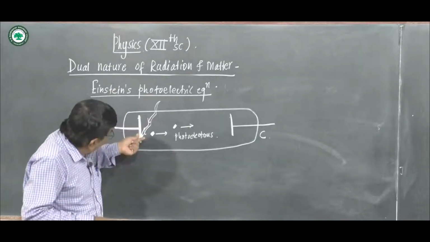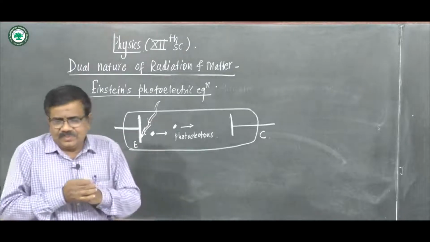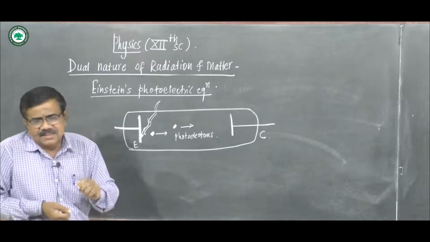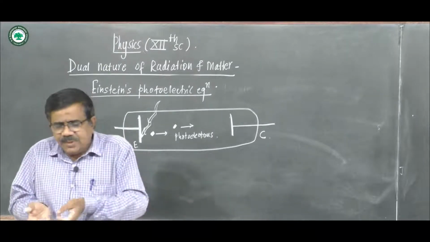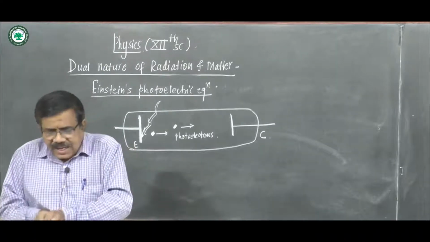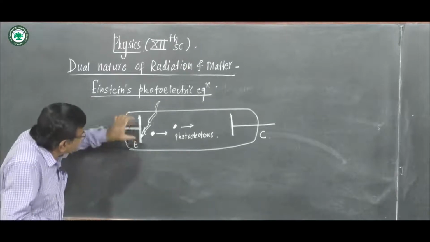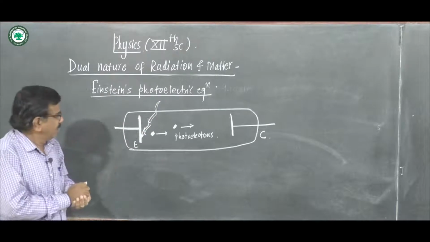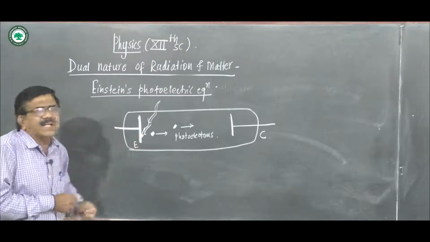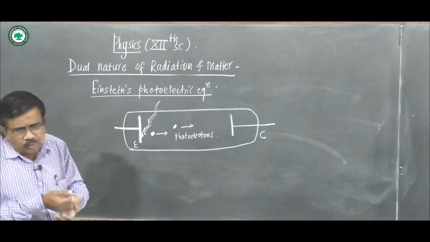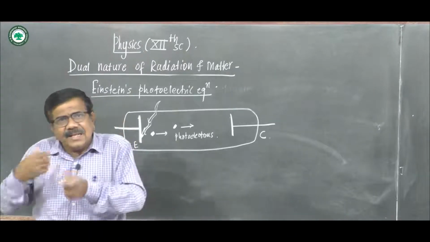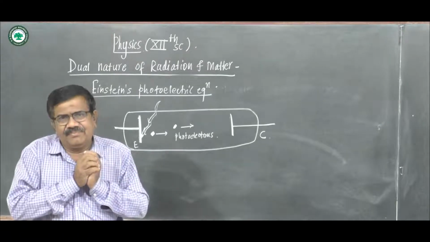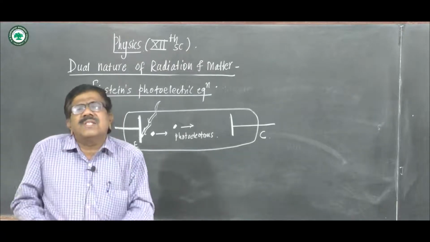When the radiation of frequency nu is incident on a photosensitive surface, that is this surface, there are collisions between photons and electrons in the atoms of the emitter, because radiation is in the form of photons. When this photon is incident here, there are collisions between photon and electrons in the atoms of the emitter. What happens during these collisions?